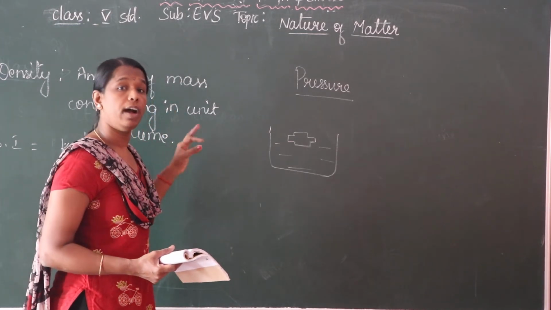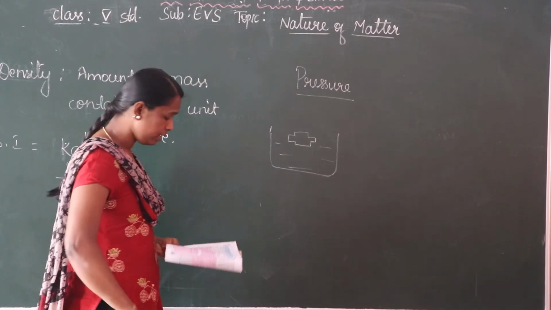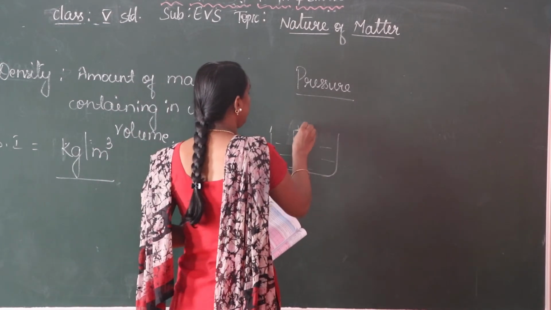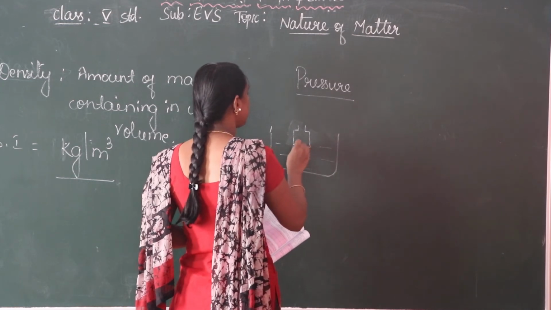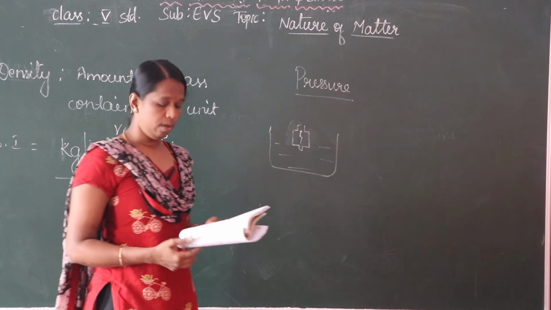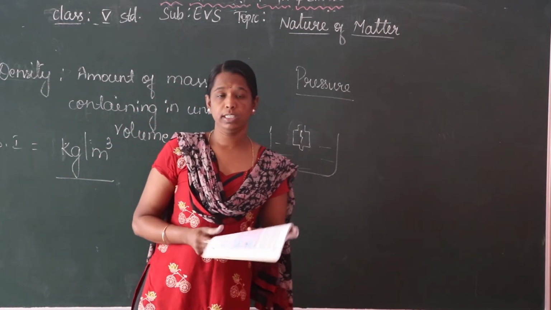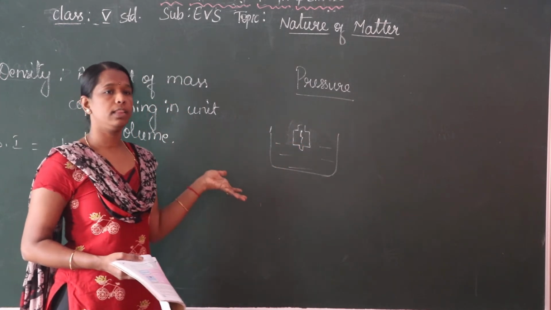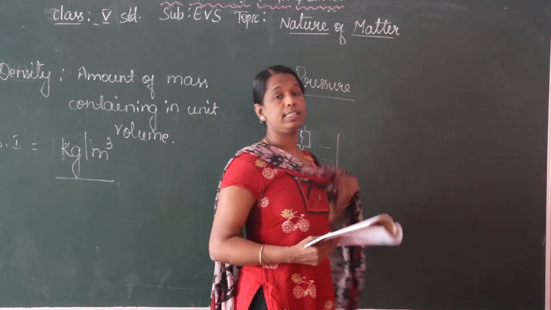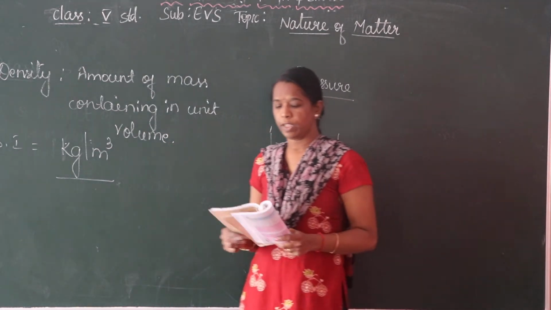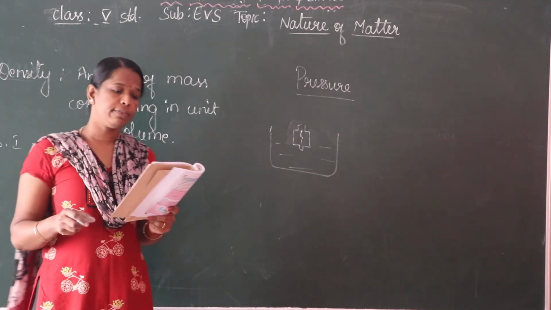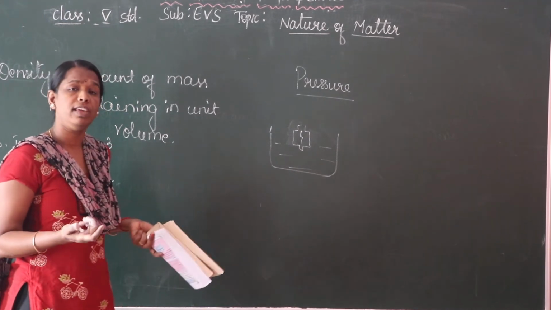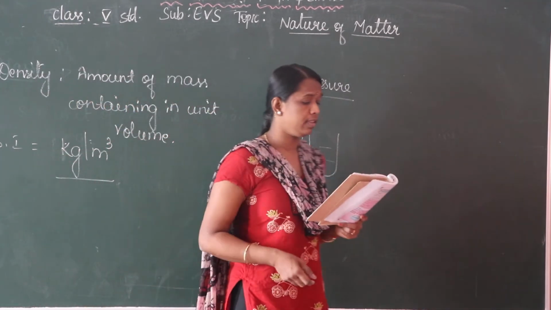The same blade, when placed vertically, what happens? It sinks in the water. So here we observe that when the blade is placed horizontally on the water, it floats, whereas in the vertical manner, it sinks in the water. Even though the mass of the blade is the same, it floats in the former case but sinks in the latter case. Why?